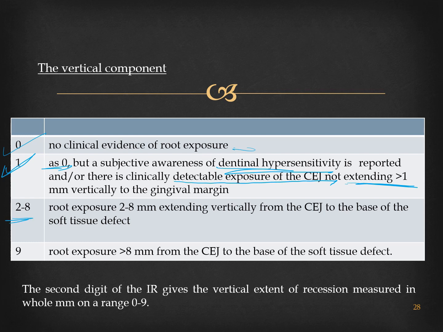If there is a distance of 2 mm between the gingival margin and the CJ, then score of 2 will be given. If it is 3, then score of 3 will be given. If there is 4 mm distance between the CJ and the gingival margin, then score of 4 will be given. So accordingly, with each mm, the score will be increasing. Now it is up to 8 mm. The score of 9 is given in all those cases where the root exposure is greater than 8 mm from the CJ to the base of the soft tissue defect.